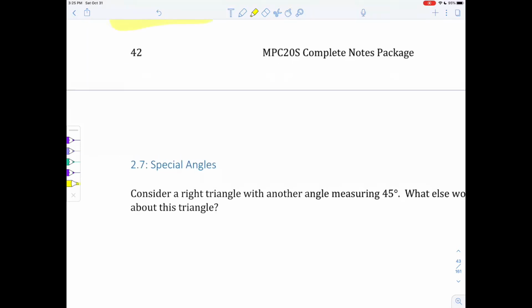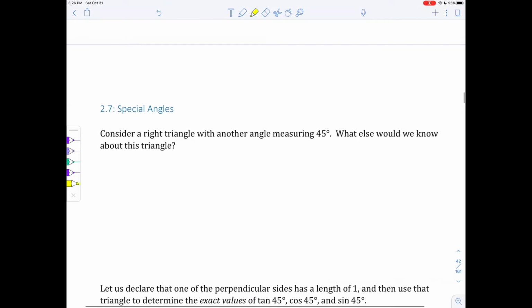Aww, that's precious. Well, let's look at some special triangles. We're going to consider a right triangle that has another angle measuring 45 degrees. And we can draw that, and let's figure out what we know about that triangle.